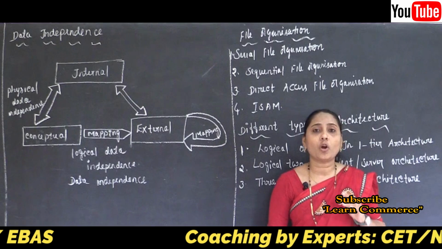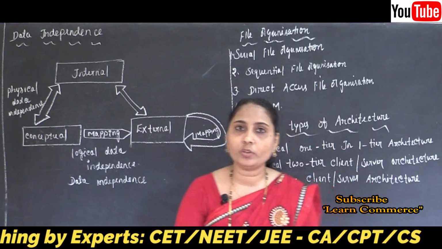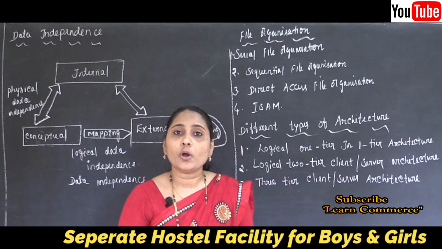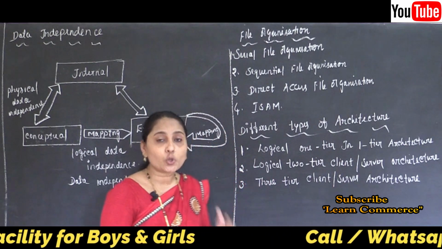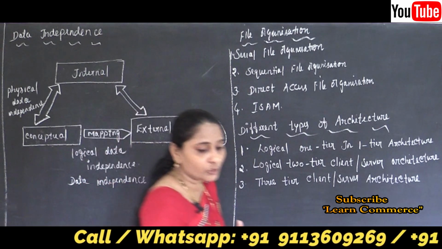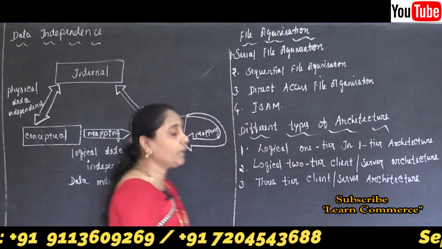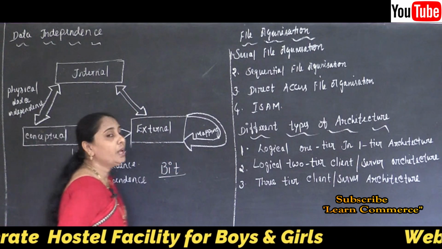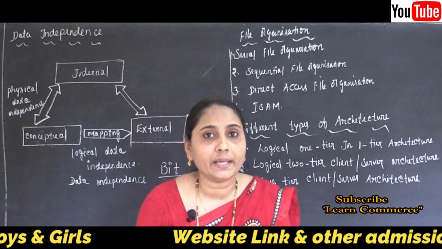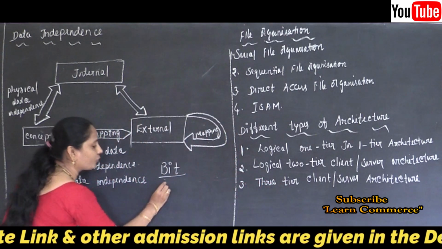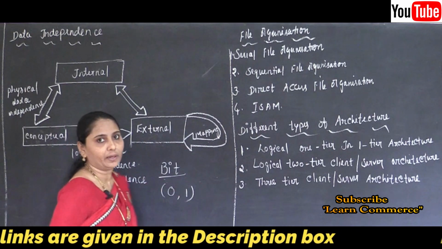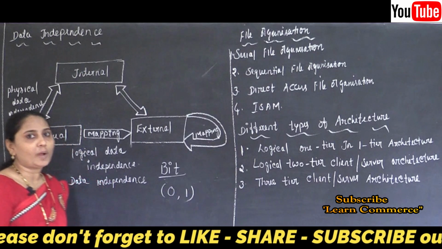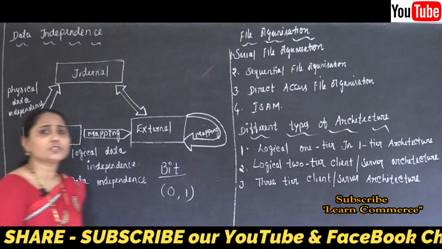Why? Because we are in the concept of databases, and we know that for a database, first of all we need to enter the data. The actual data is to be stored in the database, and we store the data in a format like bits. The full form of bit is binary digit, and the values of a bit are 0 and 1. Why? Because we know that the computer understands the bit format, that is 0 and 1.